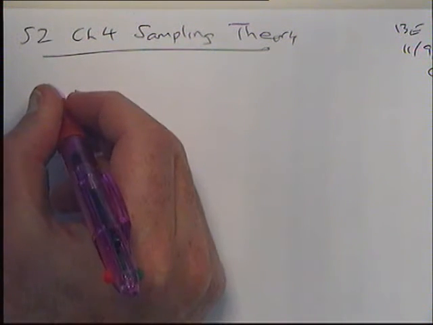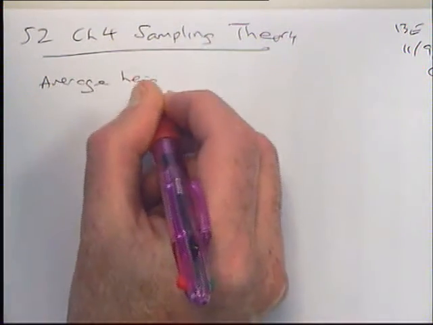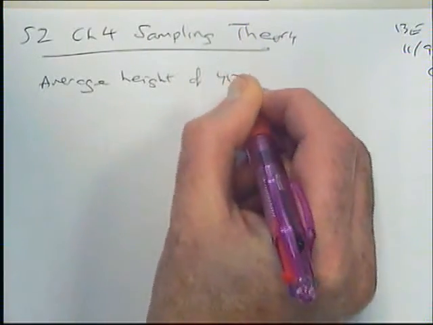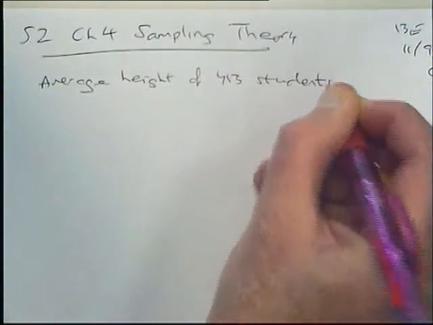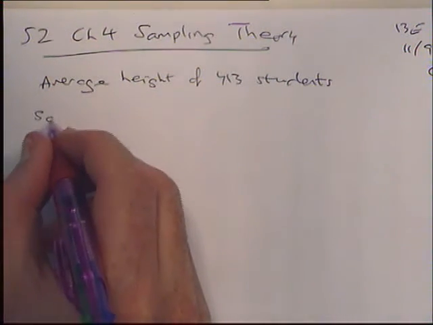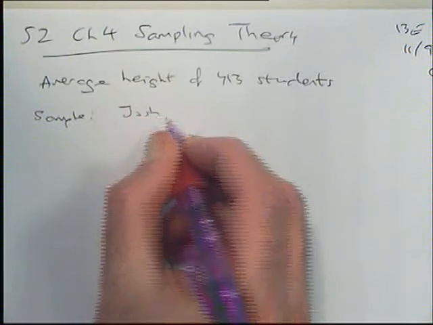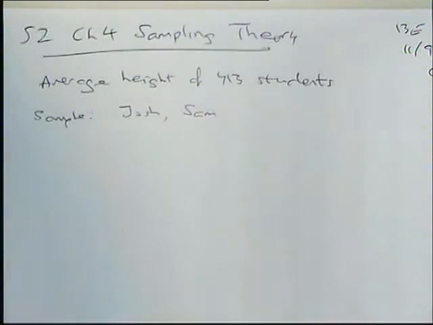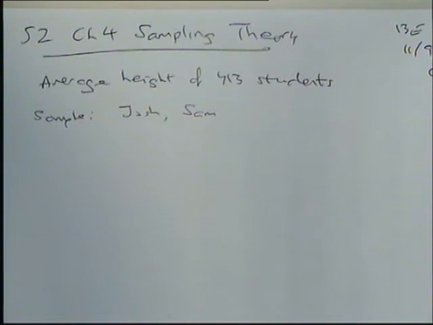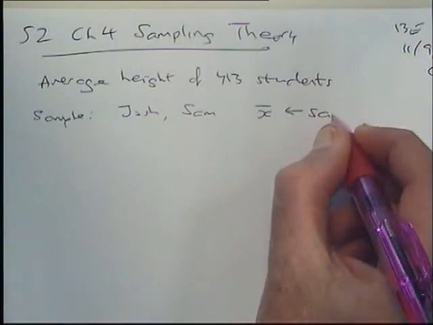Say that I wanted to work out the average height of year 13 students. As part of this process, I took a sample of year 13s, and my sample was made up of Josh and Sam Newton. So I have a sample there, and from that sample, I could work out X bar, where X bar is the sample mean.